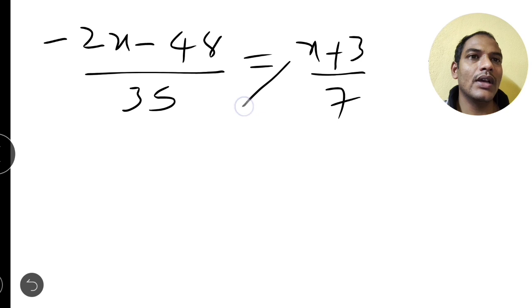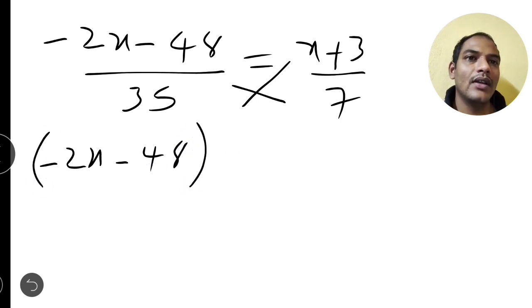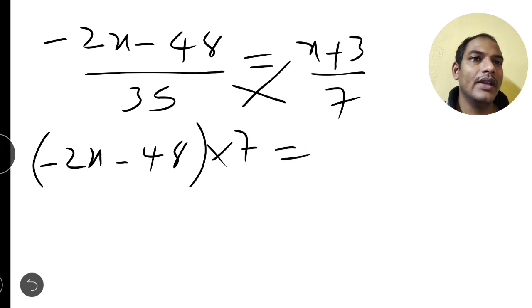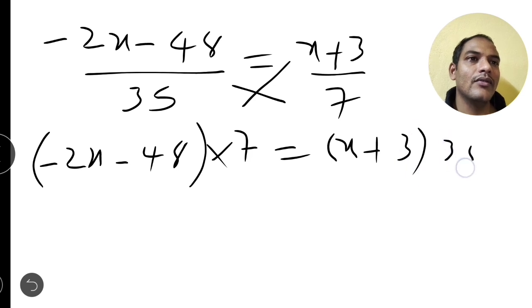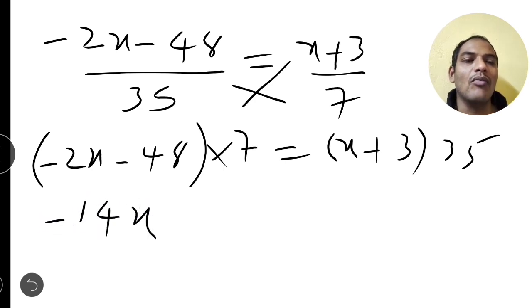So now we can do the cross multiplication. Minus 2x minus 48, the numerator of the left side, multiplies with the denominator of the right side of the equal symbol, next to x plus 3 into 35. So now 7 multiply inside: minus 2x into 7 is minus 14x, minus 48 into 7.